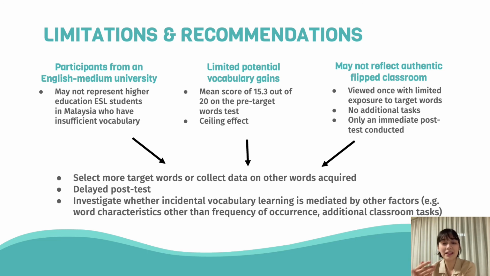And next, pre-target words were tested, and it revealed that the participants scored a mean of 15.3 out of 20 of the target words, which means that 96% of the participants knew at least half of the target words prior to even watching the video. So this suggests that potential vocabulary gains may have been limited due to the ceiling effect. And future studies should be conducted where they would select more target words from the video or collect data on the acquisition of words other than the target words that were selected.